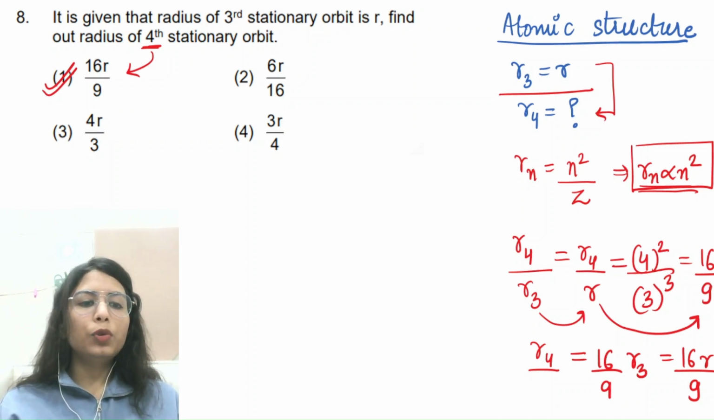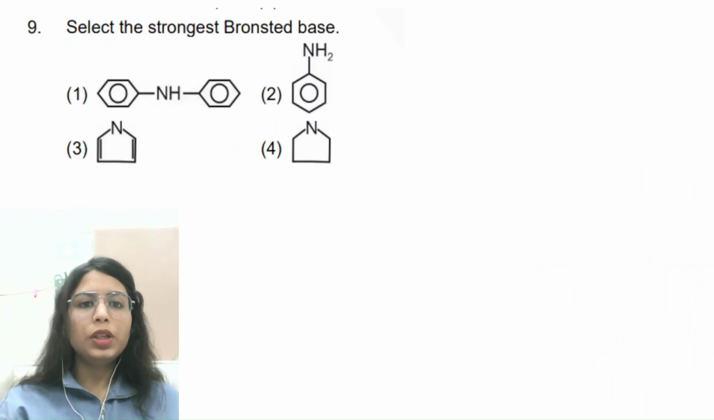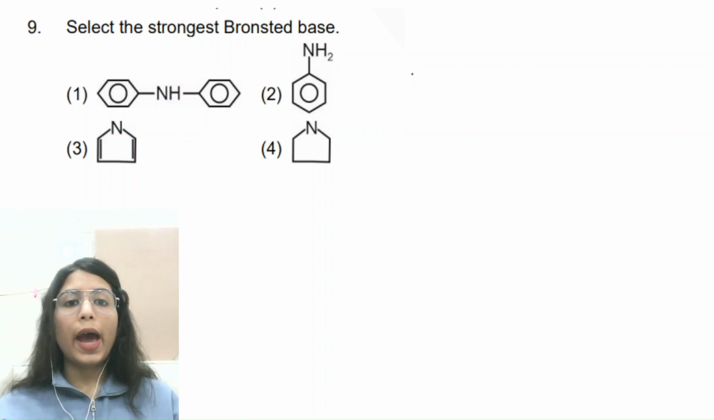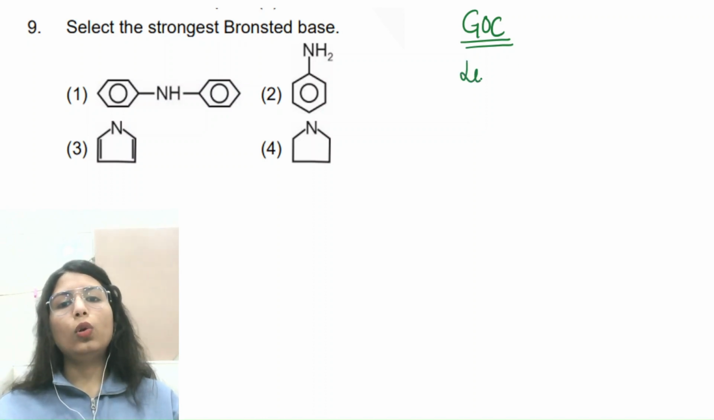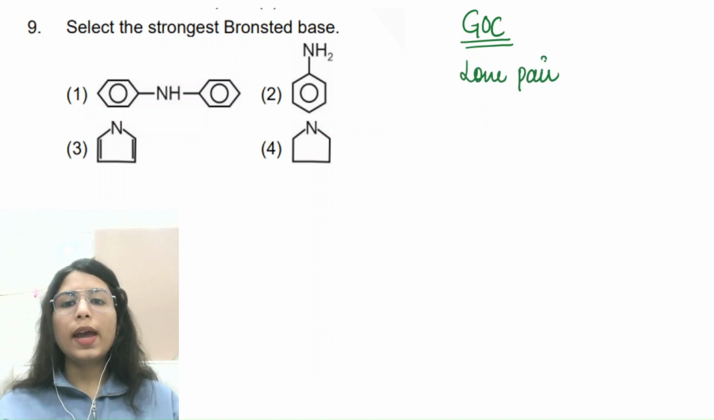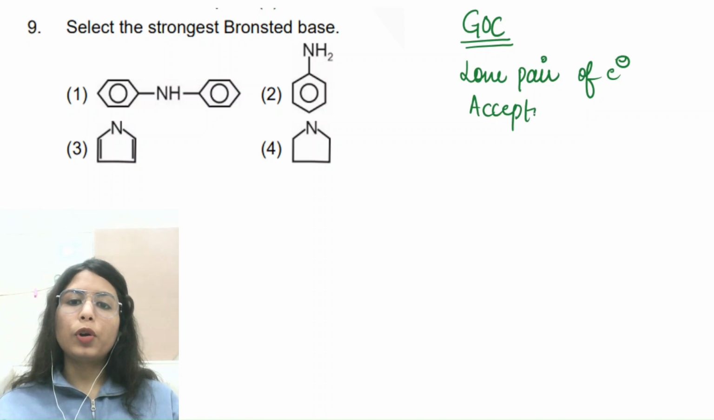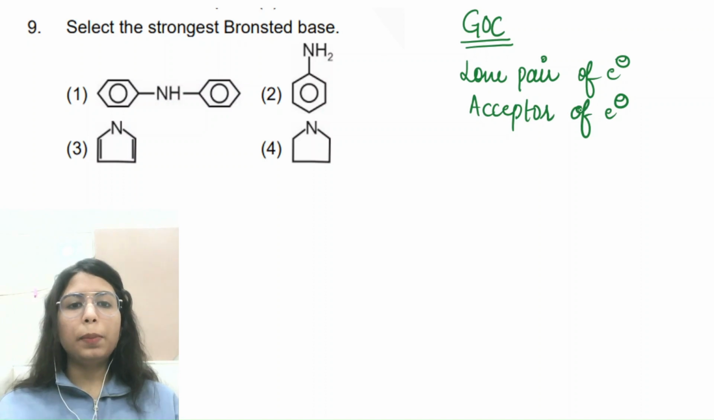Okay, let us now move on to another question, our 9th question. This is also from organic chemistry, from the topic GOC. Here it is asking you to find the strongest Bronsted base. To answer this, first you need to know what a Bronsted base is. The species which contains a lone pair of electrons or is an acceptor of proton, right? Which has a tendency to accept a proton is classified as a Bronsted base. So here you can directly eliminate 3 options.